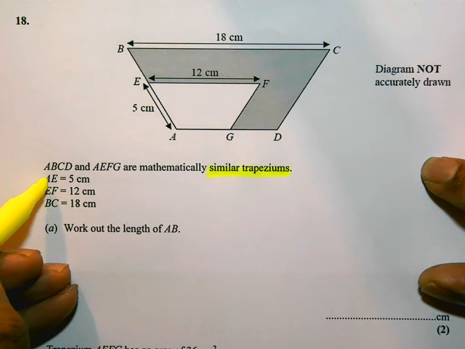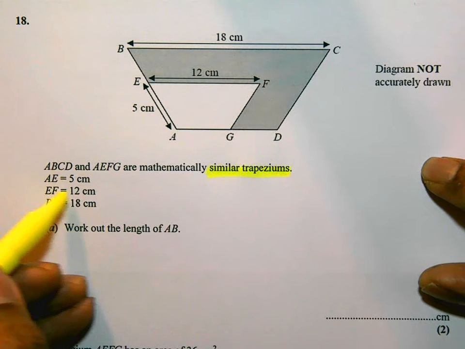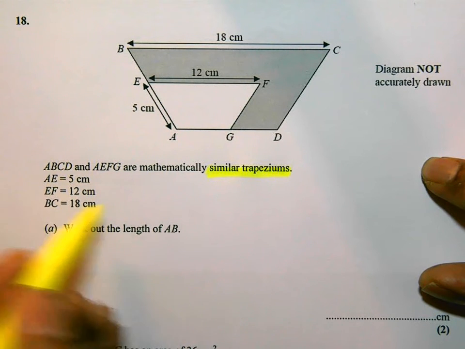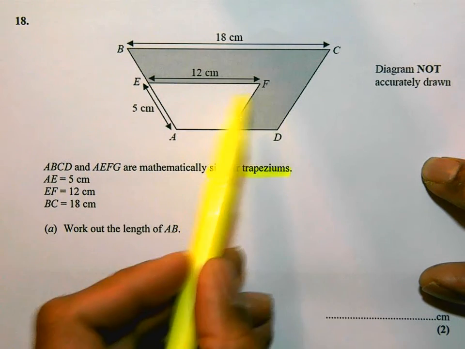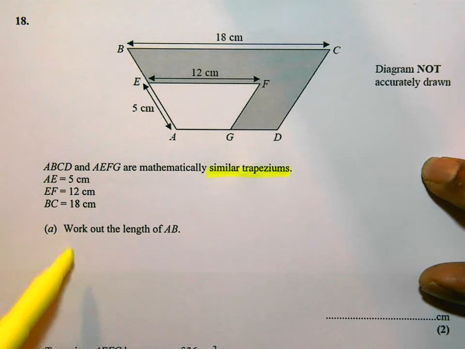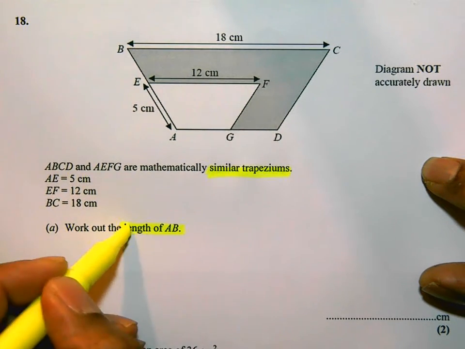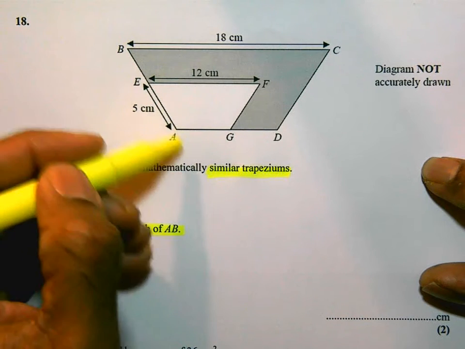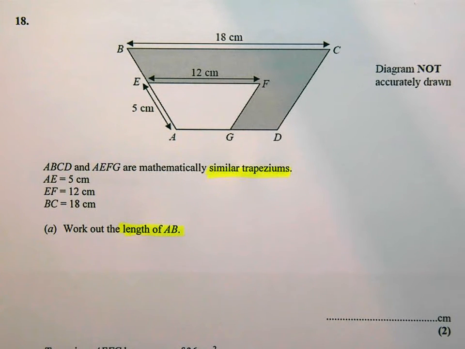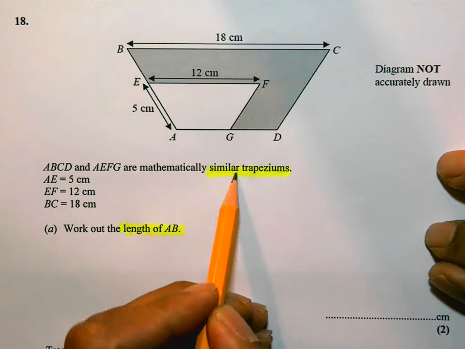They've given us the distances. AE is 5, EF is 12, and BC is 18. And they've given us that information on the diagram. Work out the length of AB. So we want to work out the length of AB, the distance all the way across. The word that gives away what you need to do in this question is the word similar.